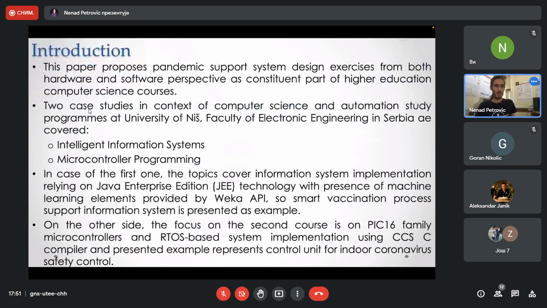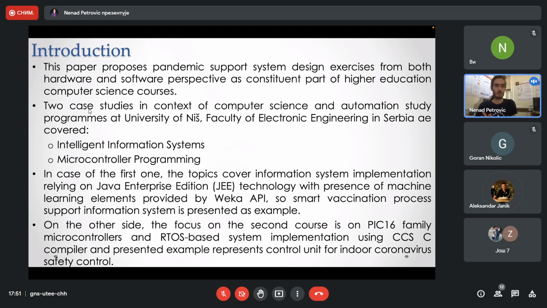So the main purpose of this paper is to investigate how we can incorporate exercises that are actually related to the COVID-19 pandemic within computer science courses. As case studies, two courses from the Faculty of Electronic Engineering, Department of Computer Science track are considered. The first one is the Intelligent Information Systems course, and the second is Microcontroller Programming.